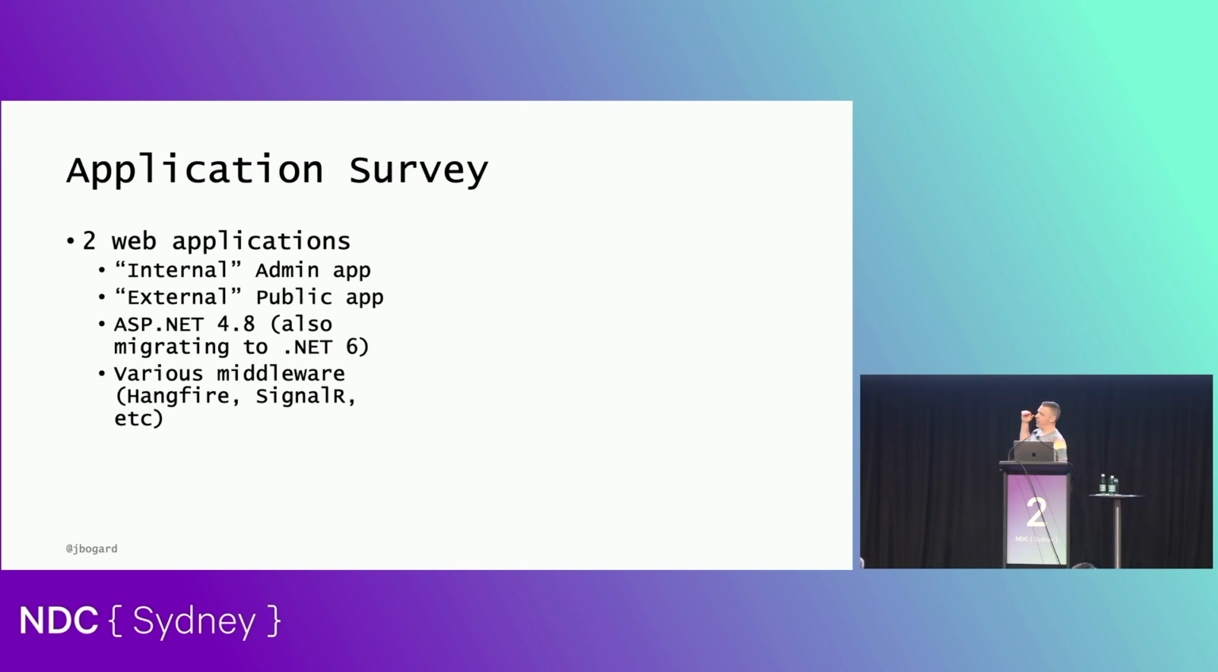This system had two web applications: an internal admin application and an external-facing public application. Of course, each had a different security posture. This application was on ASP.NET 4.8, but at the same time they were also migrating to .NET 6. This talk is not about the .NET migration. I actually have a whole different talk about .NET migration.